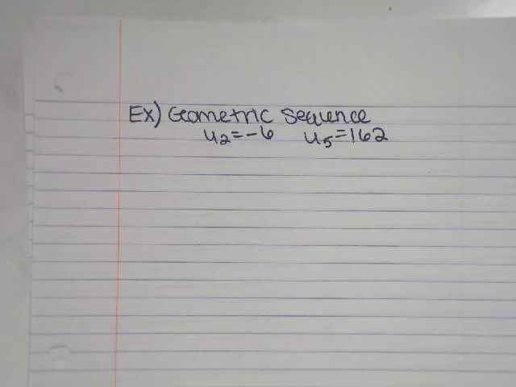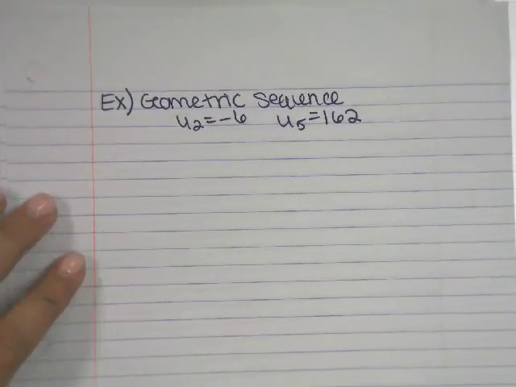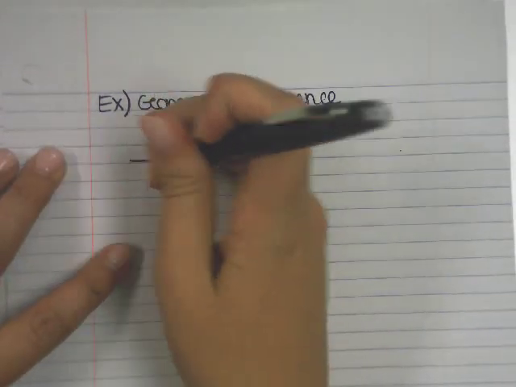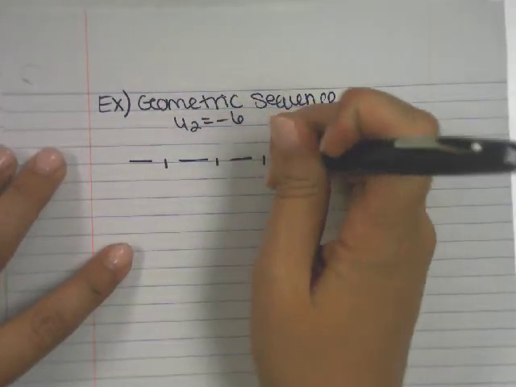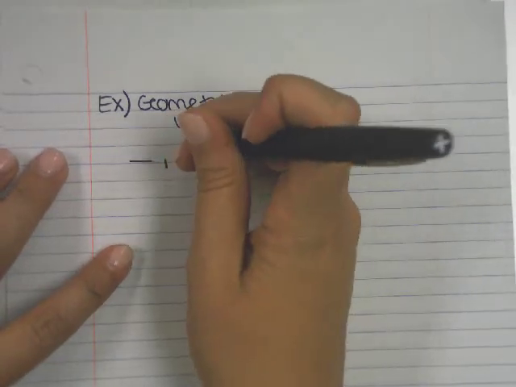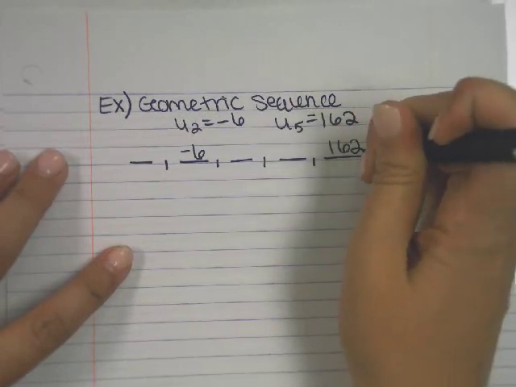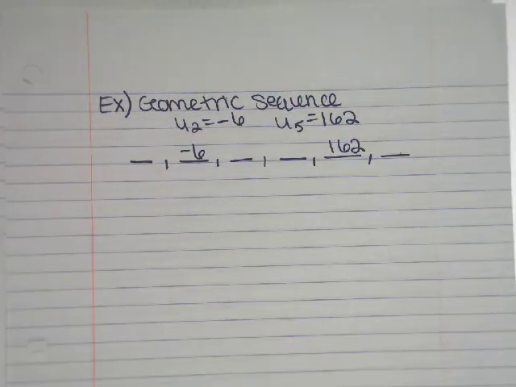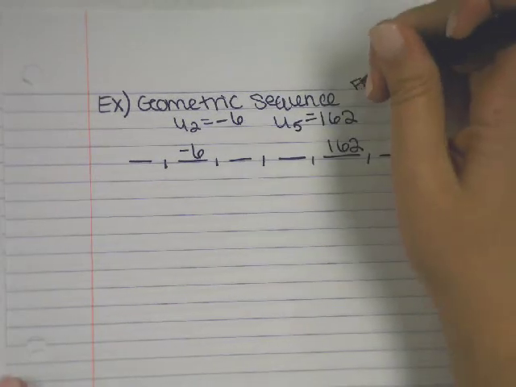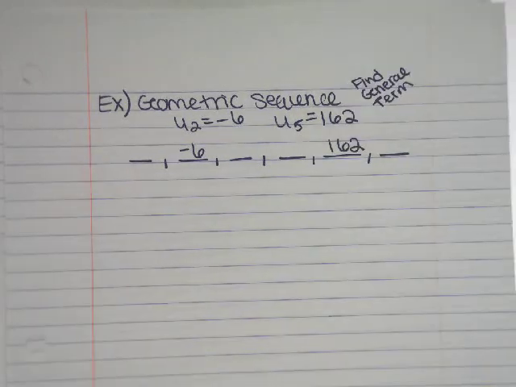So I'm going to do the same thing I did with arithmetic as far as drawing this out. So first term, second term, third term, fourth term, fifth term, maybe sixth term. I know my second term is negative 6. Second, third, fourth, fifth term is 162. So we're trying to figure out the general form. So find the general term.